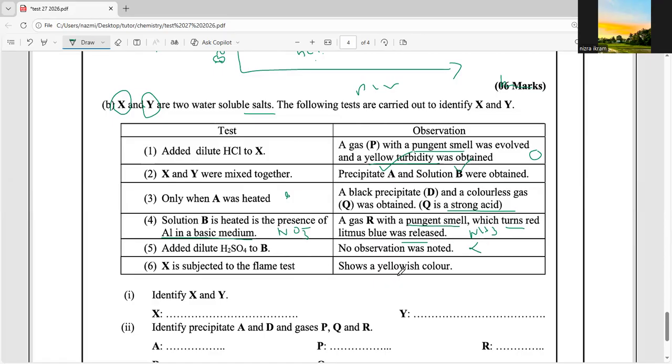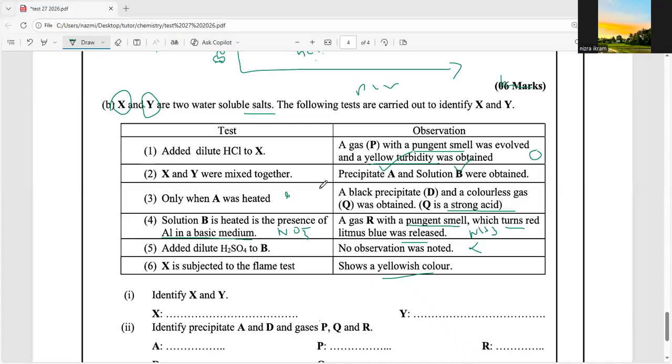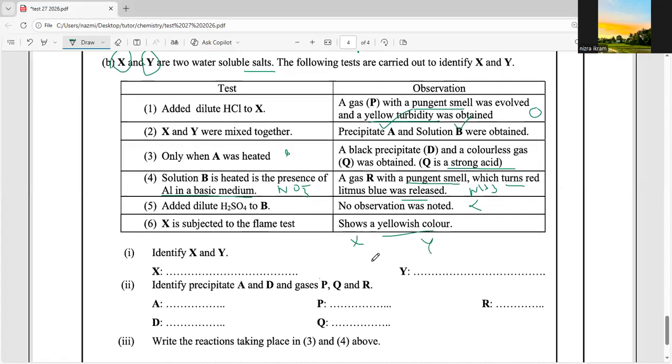X is subjected to flame test, yellowish color. So flame test yellowish color means it is sodium, right? Yeah, it is sodium. So X has sodium. Now we found that. Both X and Y are compounds, so each should have a cation and anion. Y also should have a cation and anion. So X, the cation is sodium.